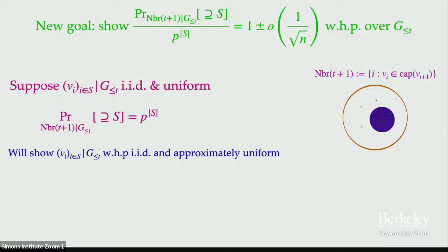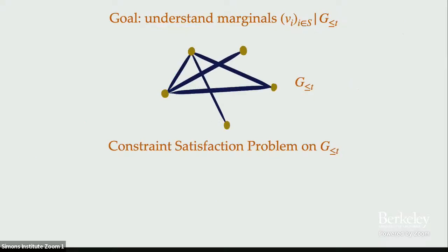Next we'll show that with high probability over the choice of G_T and also over the choice of S, this will actually be true: all these vectors inside the set S are roughly independent and uniform over the sphere. This may sound strange, like why could we get that? We crucially use the fact that this is a sparse graph. We're now in the regime where P is order 1 over n. Let's see why. Consider the following constraint satisfaction problem on this graph G_T.